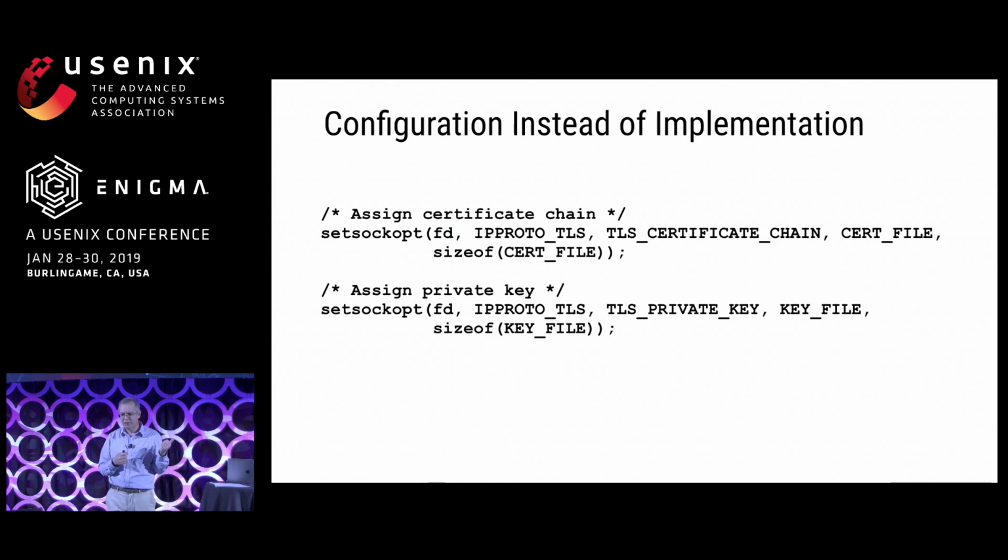So here's an example on the server side. If you want to create a secure server, you're going to specify IP proto TLS, and then you could do things like assign a certificate chain that you're going to hand out to clients when they connect to your server, and perhaps assign a private key so that you can prove ownership of the public key that you're giving out.